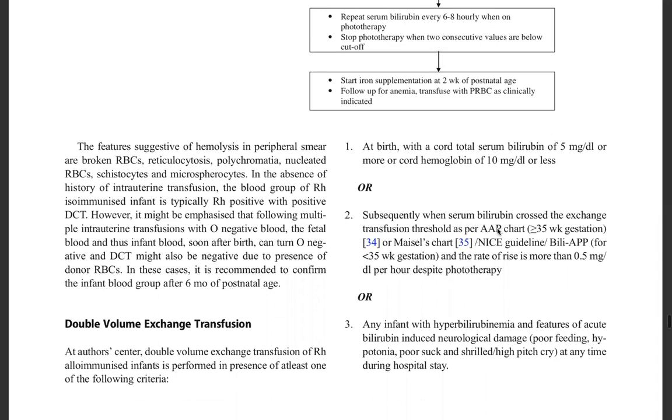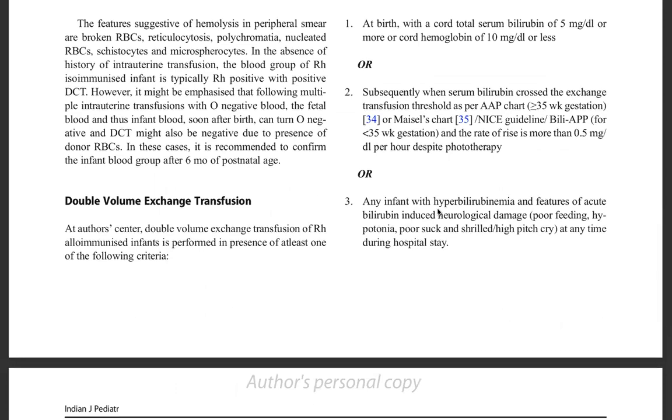For example, the AAP chart cutoff is there. If it is a low birth weight baby or less than 35 weeks gestation, what you see is the Maisels chart or NICE guidelines, or you can even use the BiliApp also. And if the rate of rise is more than 0.5 milligram per deciliter per hour despite phototherapy, then also you may require DVT. Apart from that, any infant with hyperbilirubinemia and features of bilirubin induced neurological damage, if the BIND score is there at any time during the hospital stay, you have to do DVT.